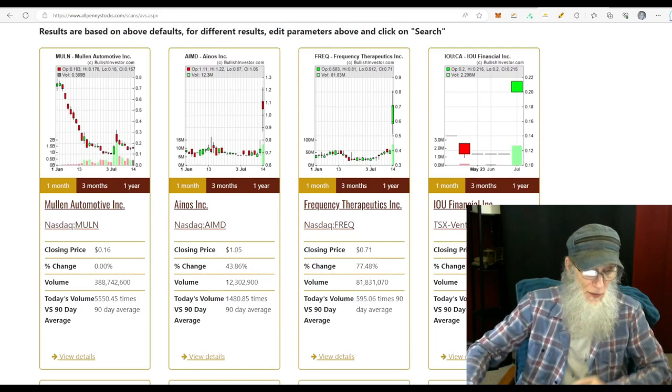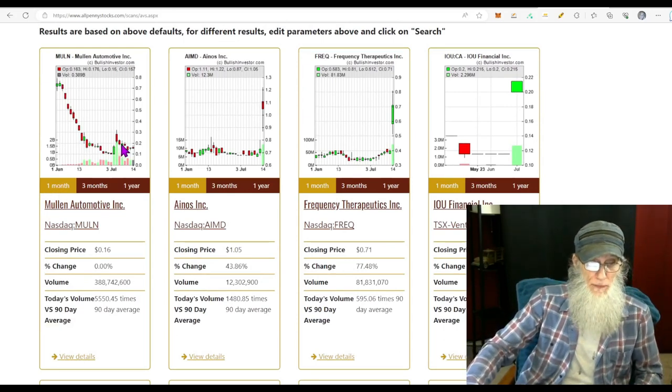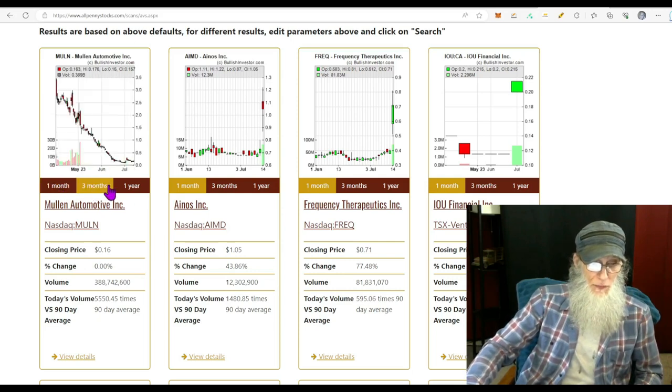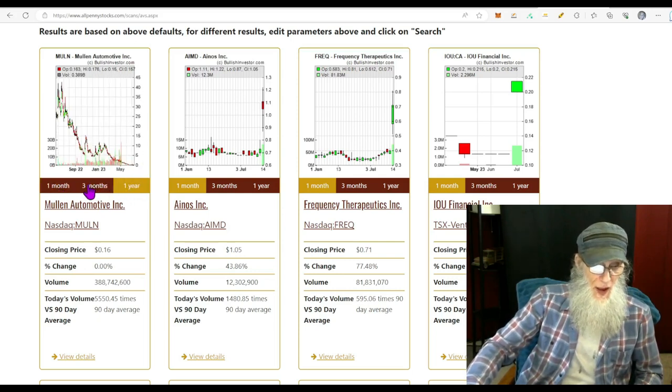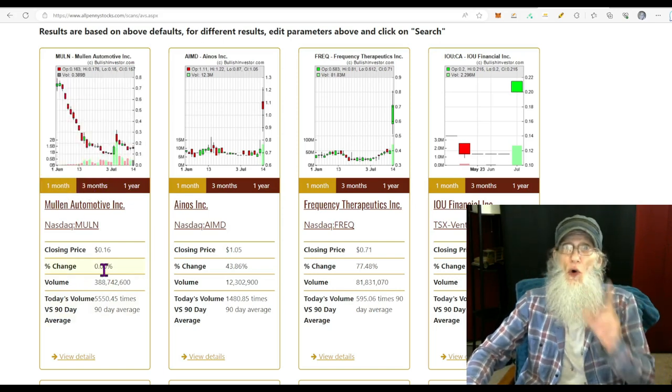Oh, look at Mullen here. This is Mullen. I am on the 1 month. You've got a mini chart here. You can click 3 months. You can click a year. Does the information below change? No, it doesn't. But this is showing you Friday.